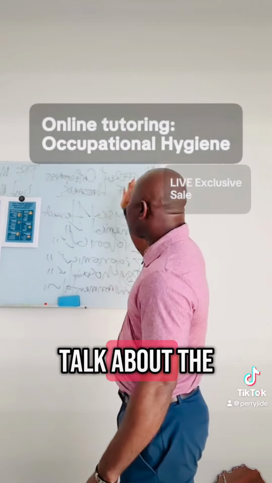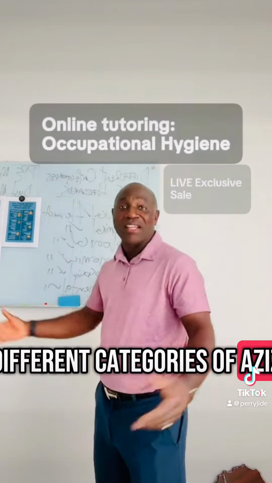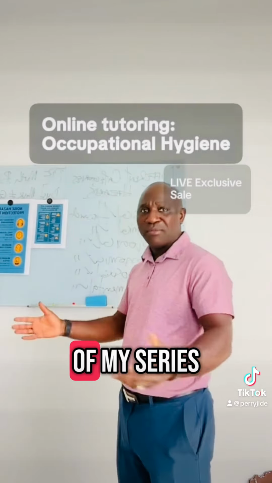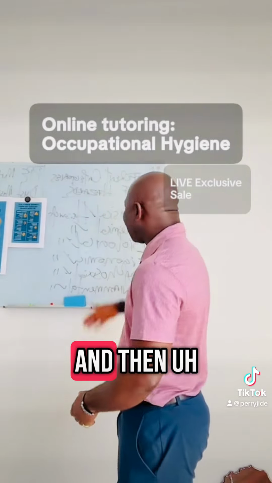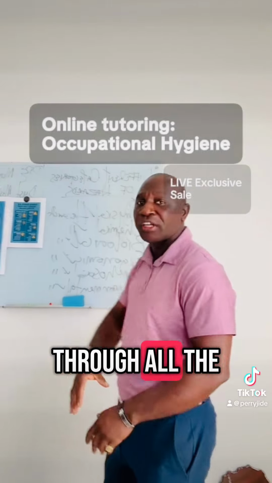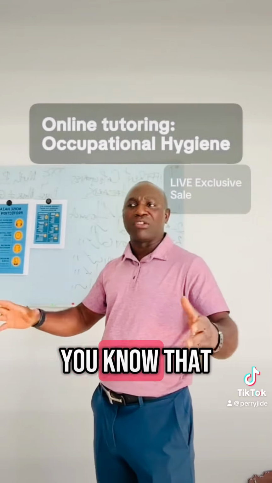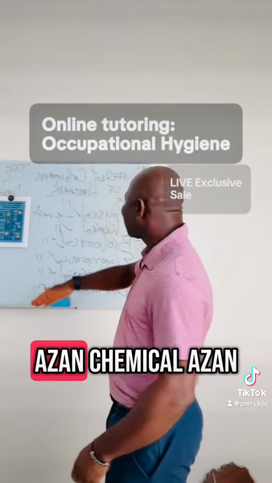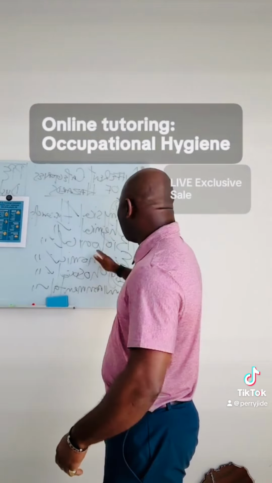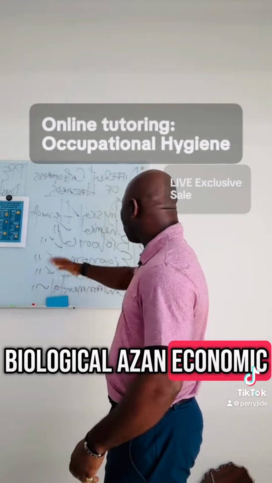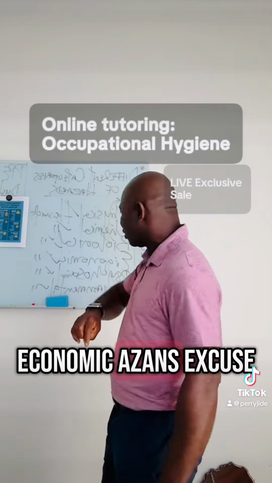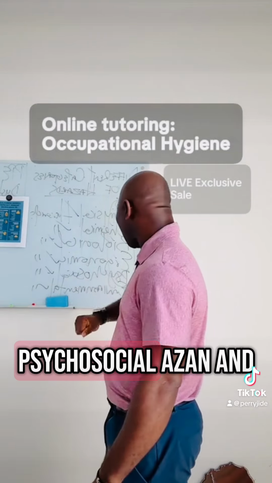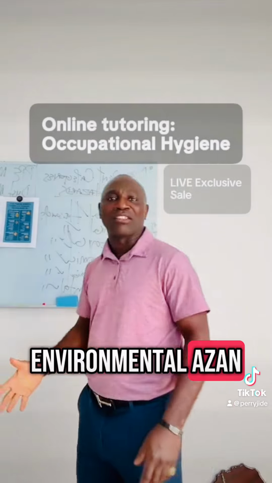We talked about the different categories of hazard last week in one of my series. And then we went through all the different types of hazard that we have, which are physical hazard, chemical hazard, biological hazard, economic hazard, psychosocial hazard, and environmental hazard.